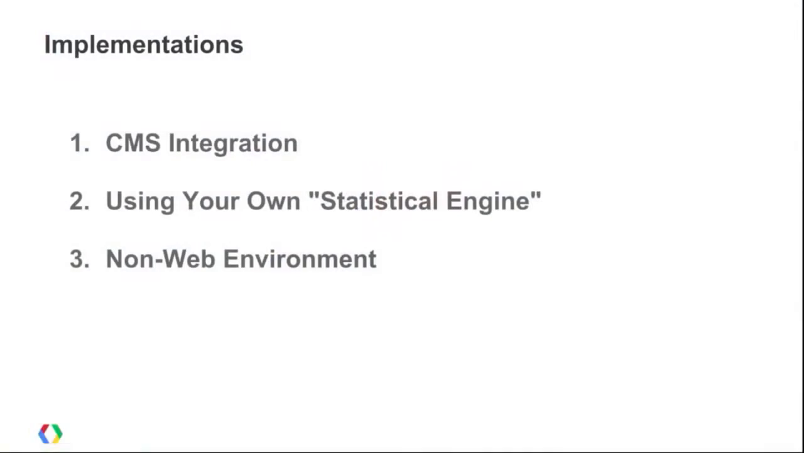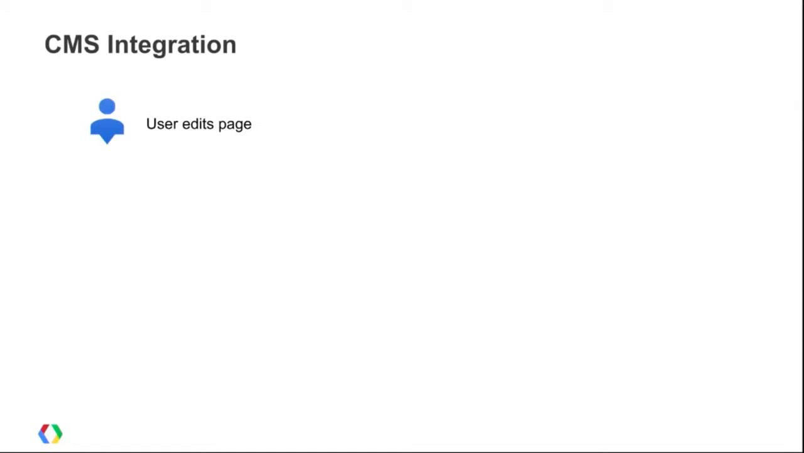One of them is CMS integration. So if you have a content management system, it'd be great to actually integrate these experiments right into that system. So how would you automate this process? If you think about content management systems today, typically someone's sitting there writing some new content or making a change to a page.